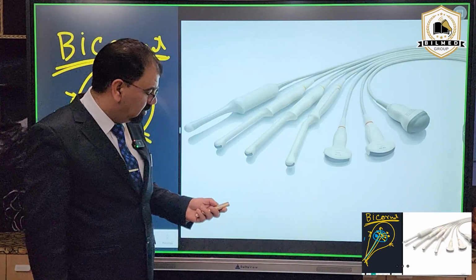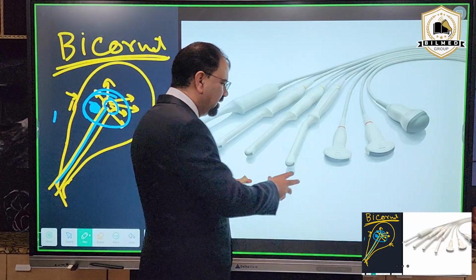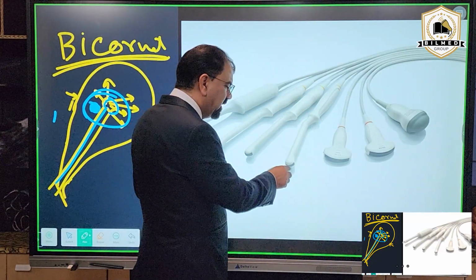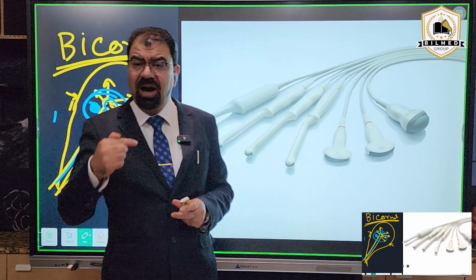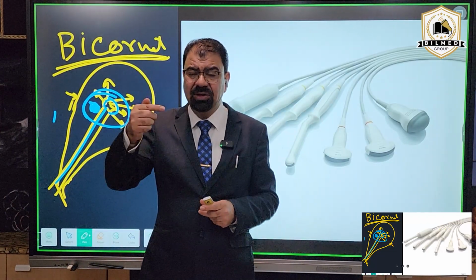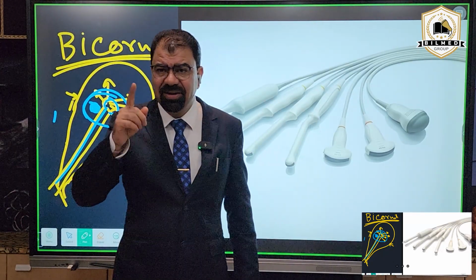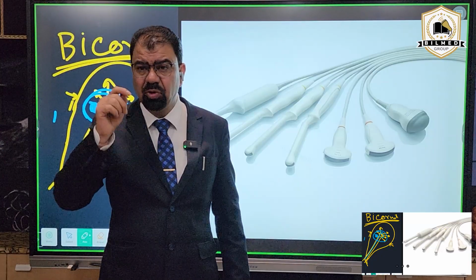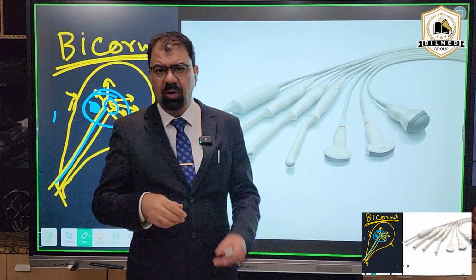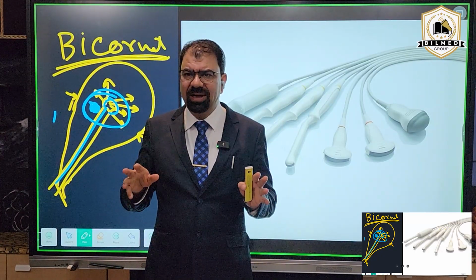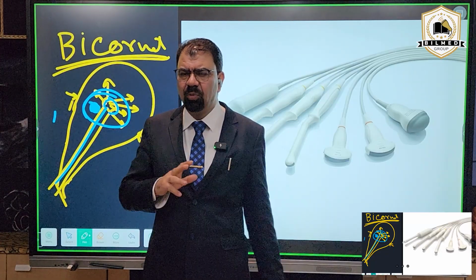here. So the sum up is that this TVS probe has a high frequency, and that high frequency gives a high resolution, but that high resolution is at the expense of penetration. So now you can make out why you need penetration and why you need more resolution.